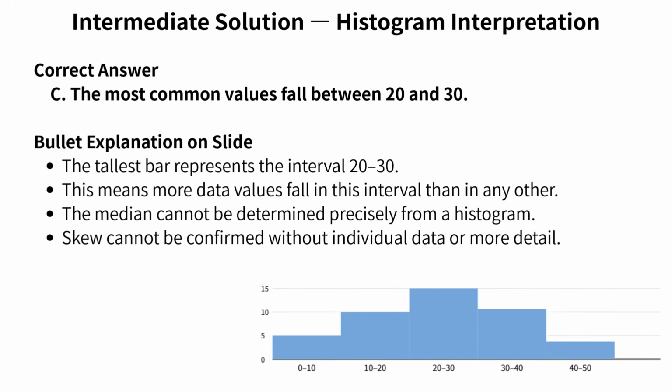To solve this problem, start by looking at the height of each bar. The tallest bar represents the interval from 20 to 30, which means this is the most common range of values in the dataset. That directly supports answer choice C.